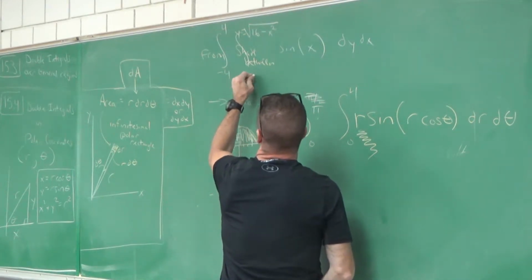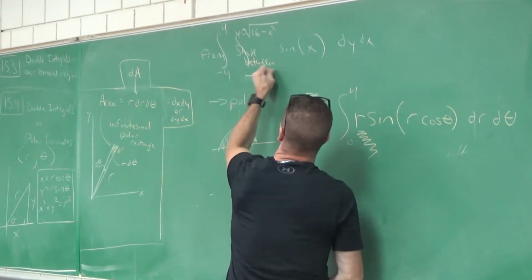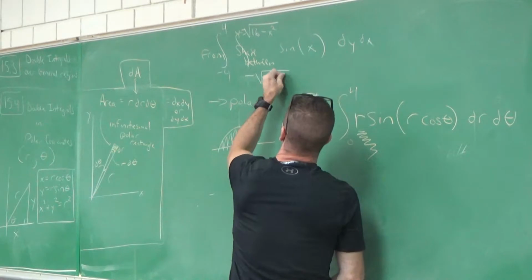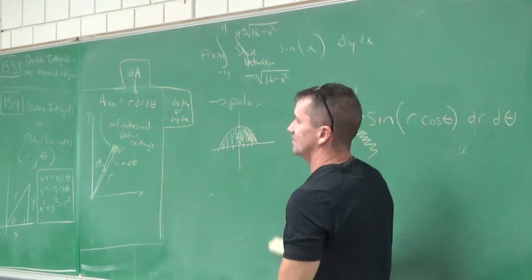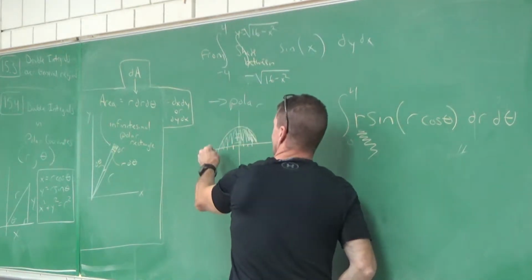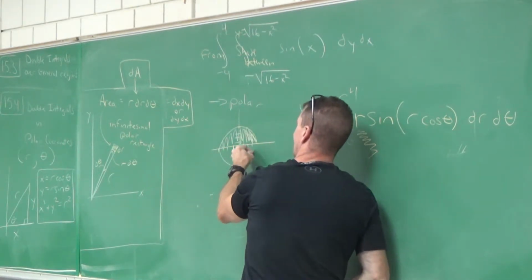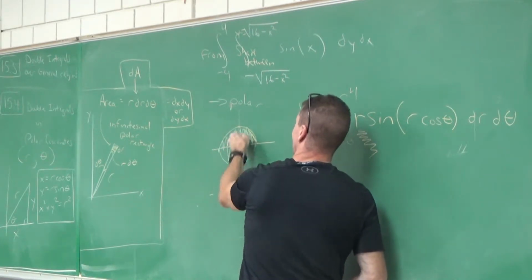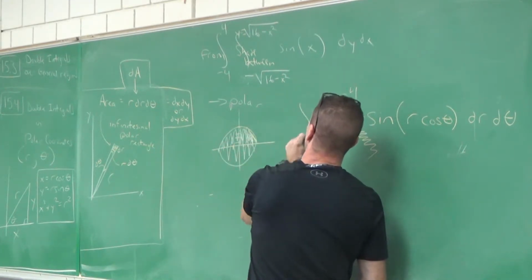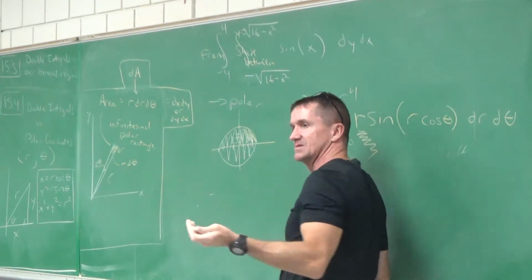What if I had this? Negative squares. Now what do you have? What's the bottom curve? Sine, so 2 pi. And you're going from negative 4 all the way to 4. Is that what I'm saying?